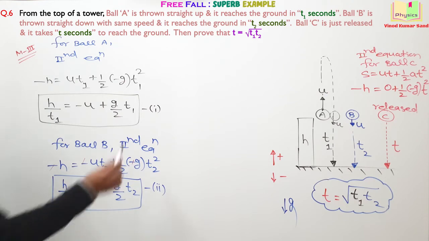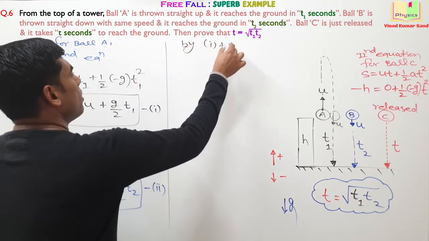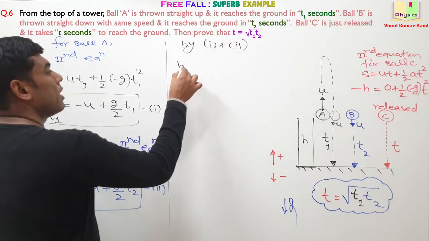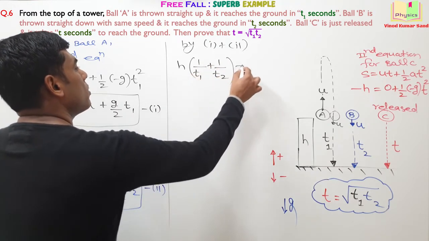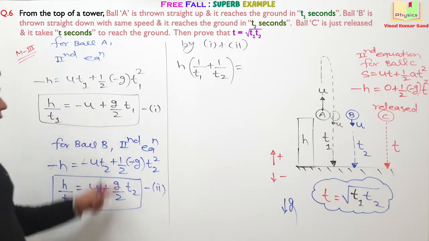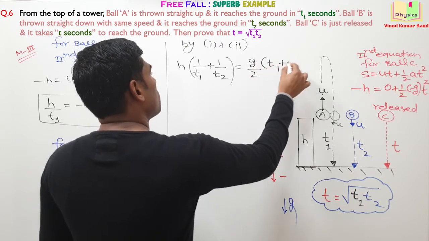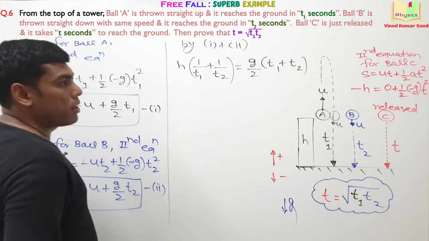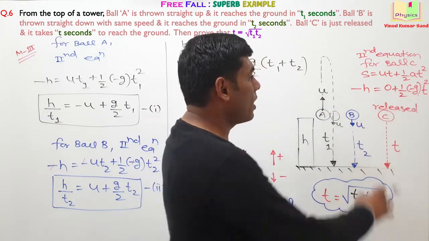Okay. I am adding up these two equations, equation 1 plus 2. What are we getting in LHS? h into 1 by t1 plus 1 by t2. And what are we getting in RHS? This u is getting cancelled out. We are left with g by 2 into t1 plus t2. Is it okay? Simplifying it further, from the second equation for ball C, what can we write?